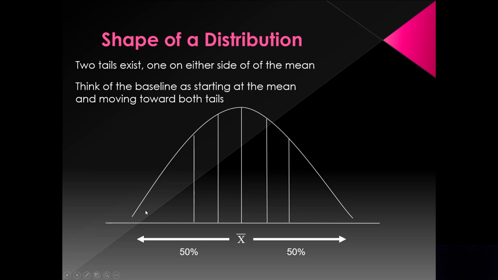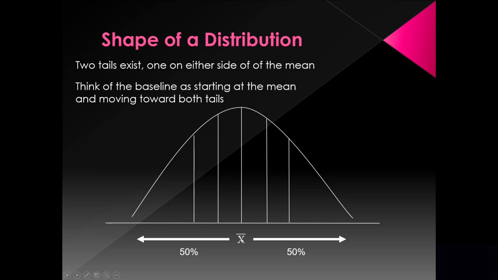We're going to be looking for areas along this baseline, specific sections of the curve. So I want you to think about this curve. Remember what I said, the baseline is 100% of a distribution. But I want you to think of it this way. Here's the mean right in the center. Remember, this side is equal to this side, either side of the mean.